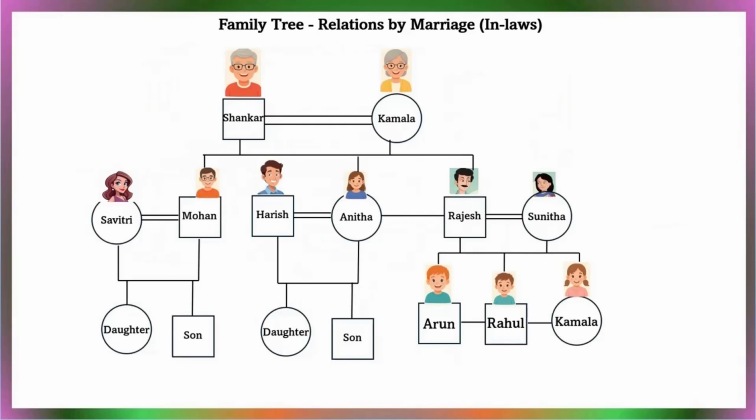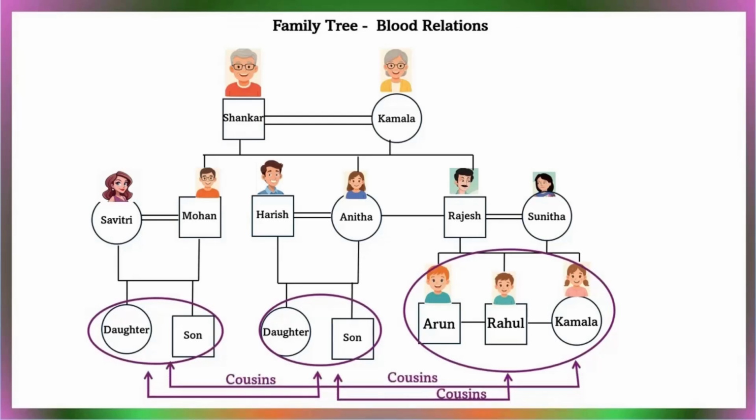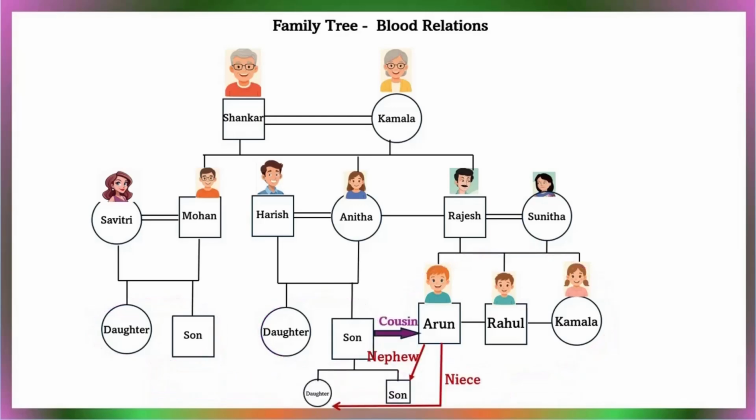If Rajesh's siblings are married, then his brother's wife is his sister-in-law and his sister's husband is his brother-in-law. Similarly, if Sunita's siblings get married, then her brother's wife is her sister-in-law and her sister's husband is her brother-in-law. If Rajesh's siblings and Sunita's siblings have children, then those children are cousins to each other and also cousins of Arun, Rahul and Kamala. A cousin's daughter is called a niece and a cousin's son is called a nephew.